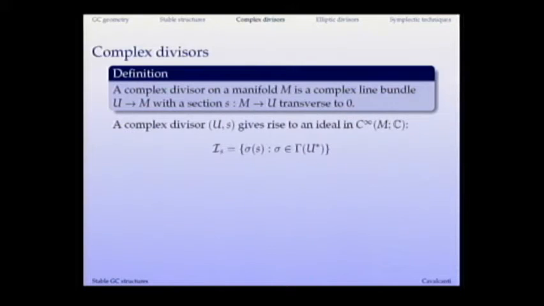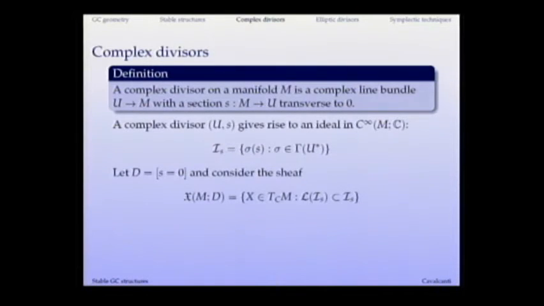If you give me a complex divisor, I can right away form an ideal in the smooth functions, the complex valued smooth functions on the manifold. Namely, I pick all the sections of the dual bundle and evaluate on the given section. That gives me an ideal of C-infinity functions. And I can look at the vector fields which preserve that ideal. Okay? And it's a feature that you can even figure out what local generators for this sheaf look like. And they look like this.